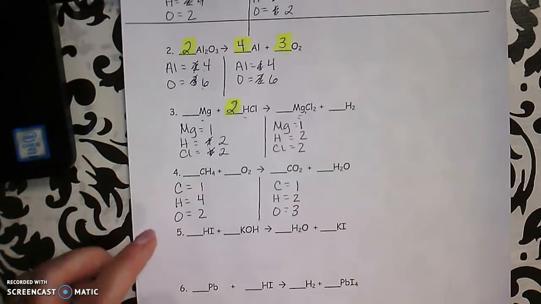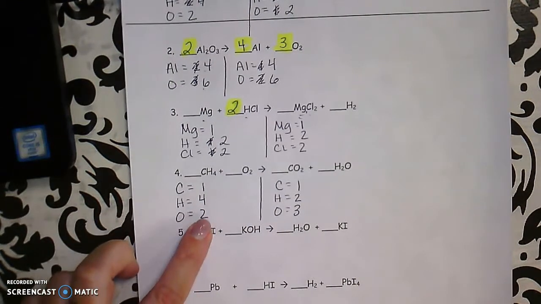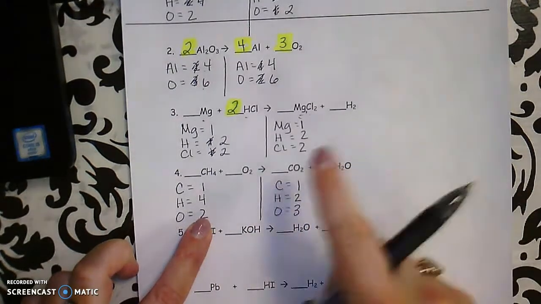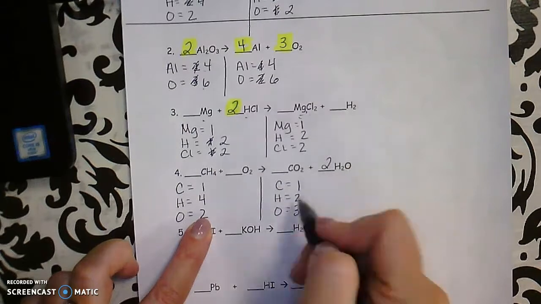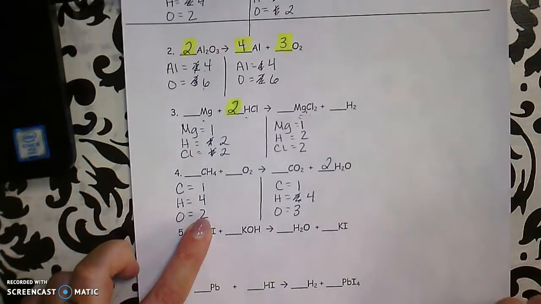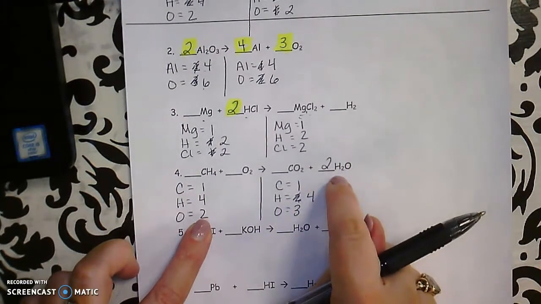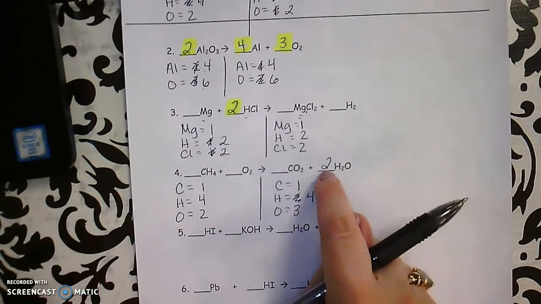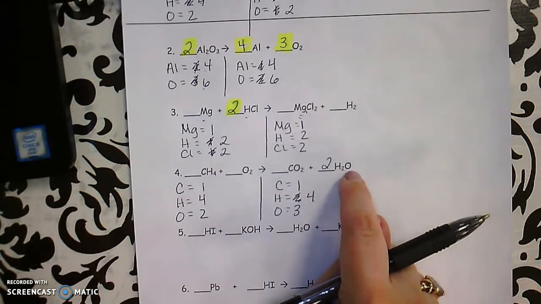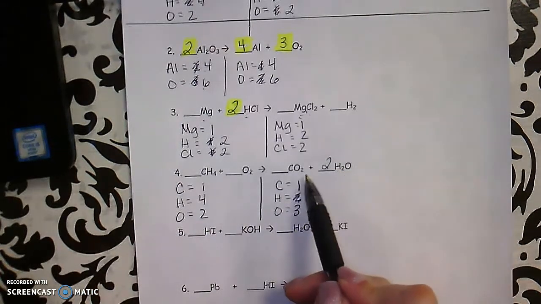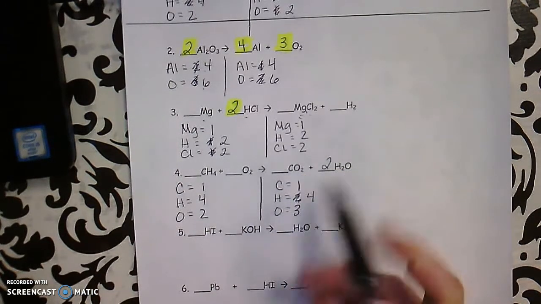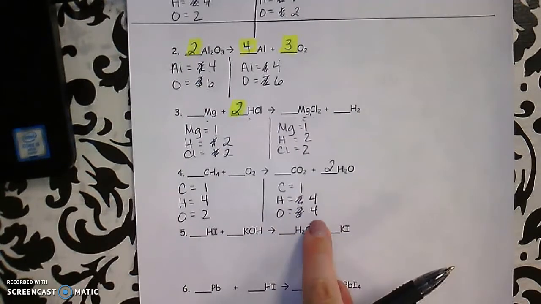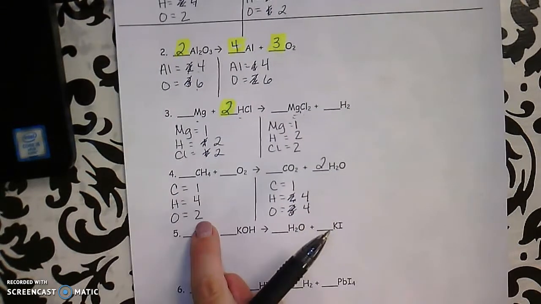I think I'm going to start with the hydrogens. There's 4 and 2, so that seems like that could be an easy fix for me. I'm going to put a 2 right there. 2 times 2 is going to give me 4 hydrogens. But in fixing these hydrogens, I have changed my oxygen number. So I now have 2 times that understood 1, 2 oxygens here. And I have to add that to the 2 oxygens here. And 2 plus 2 gives me 4 oxygens. So I have 4 oxygens on this side and 2 oxygens on this side.